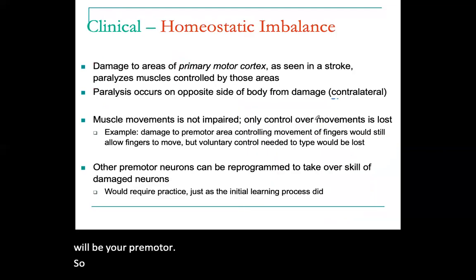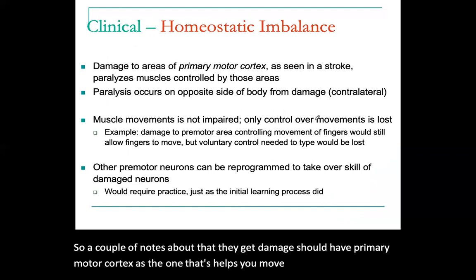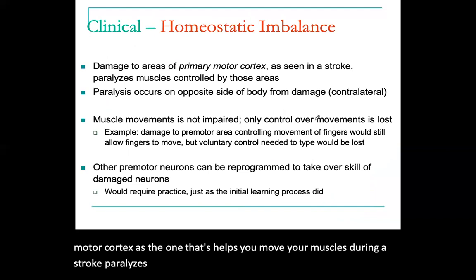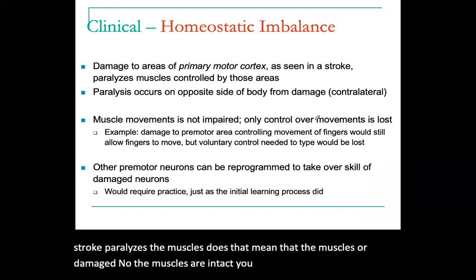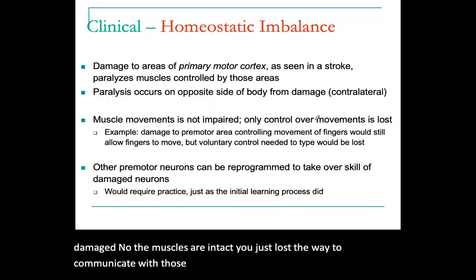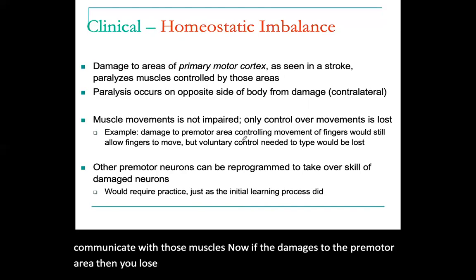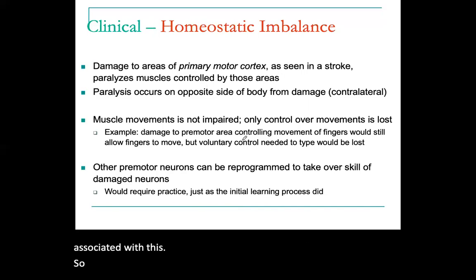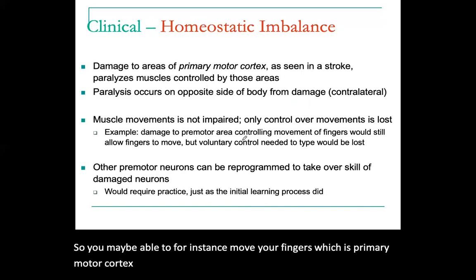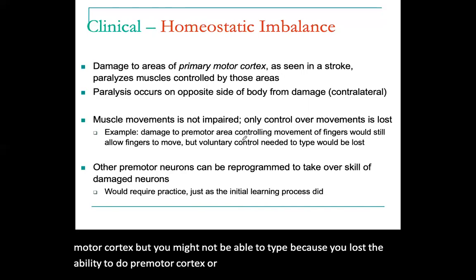So a couple of notes about that. Again, damage to the primary motor cortex, the one that helps you move your muscles, during a stroke paralyzes the muscles. Does that mean that the muscles are damaged? No, the muscles are intact. You just lost the way to communicate with those muscles. Now, if the damage is to the premotor area, then you lose the ability to create the repetitive motions that are associated with this. So you may be able to, for instance, move your fingers, which is primary motor cortex, but you might not be able to type because the damage is to the premotor cortex.